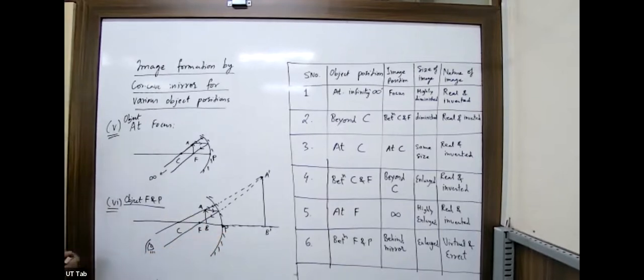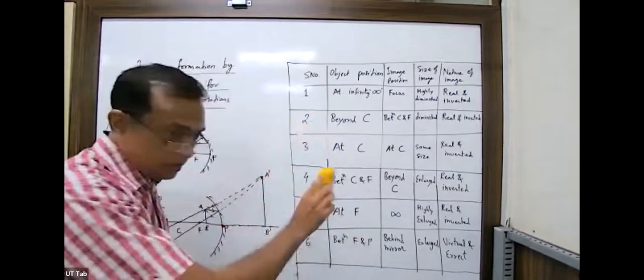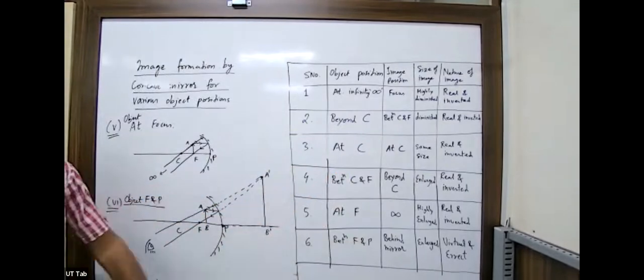Okay. All right. So next topic was that only. Uses of concave mirror. Can you erase this table? Have you written it?